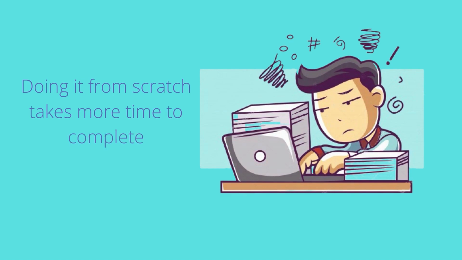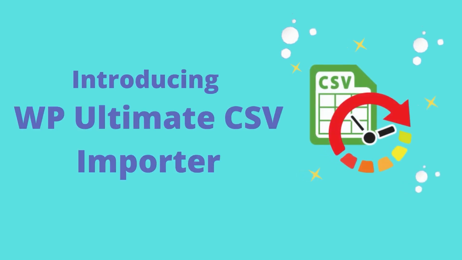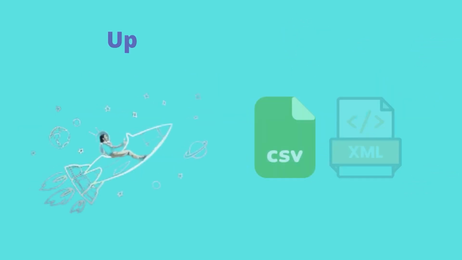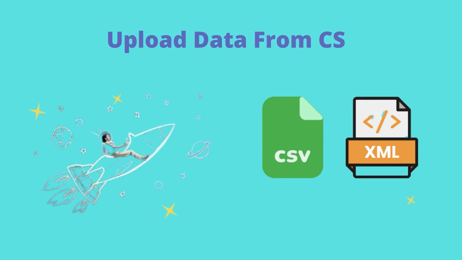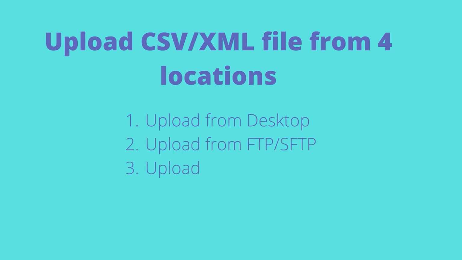To make this process simple, we have created a plugin, WP Ultimate CSV Importer. So you can now easily import data to WordPress from a CSV or XML file. You can import 1000 or more data in one go, and you can update existing data without any difficulty just by uploading the file from different locations, like from desktop, FTP or SFTP, external URL, and file from the server.